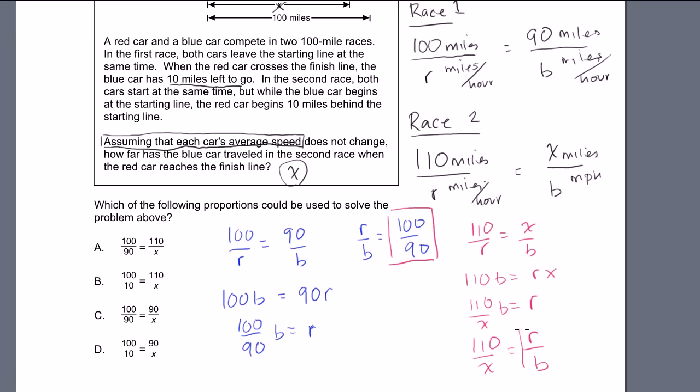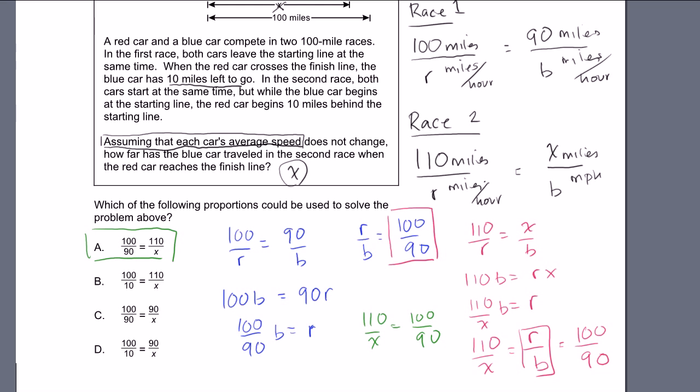So we can replace r over b, based on the information in the first race, with 100 over 90. Now let's see. So our big takeaway, notice they don't want us to solve for x, they just want us to set up the problem, is 110 over x is equal to 100 over 90. Now let's see which of these choices say that. 110 over x is equal to 100 over 90. That's choice A, just like that.